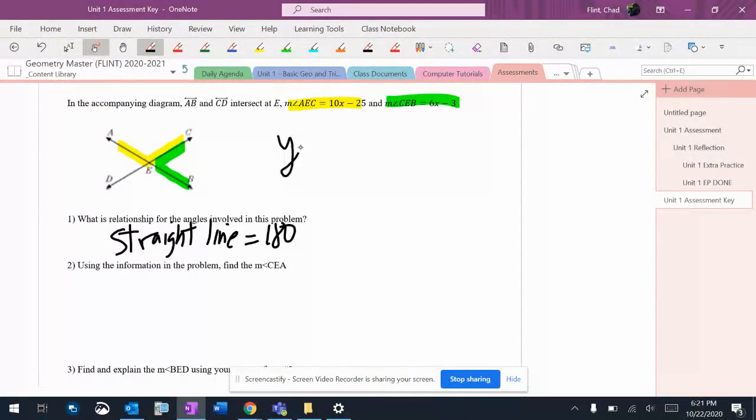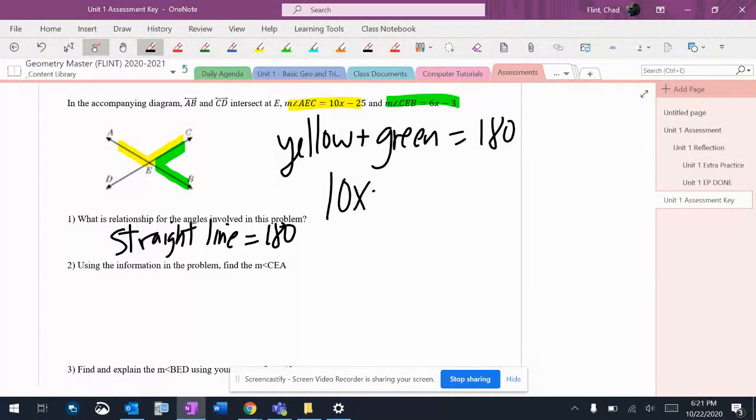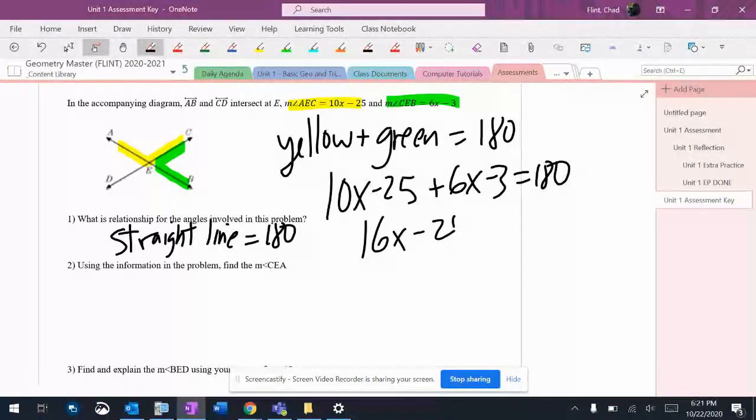All right, well, that means I'm going to do yellow plus green equals 180. So I can get x. So then I can find the rest of this stuff it wants to know. So 10x minus 25 plus 6x minus 3 equals 180, which means that I'm going to have 16x minus 28 equals 180.